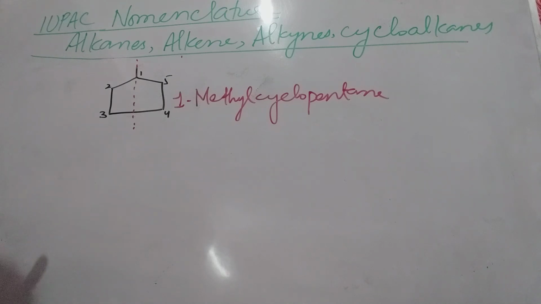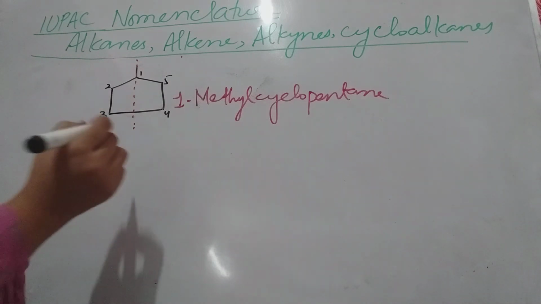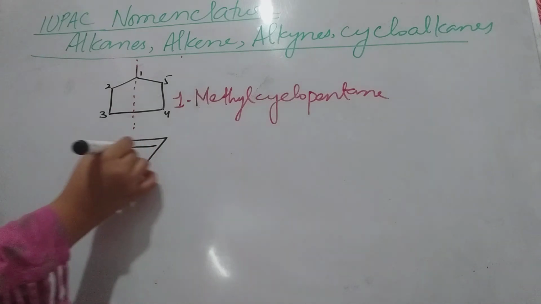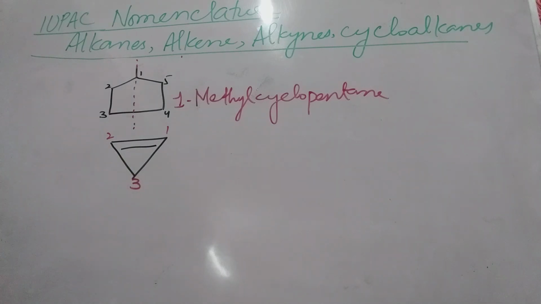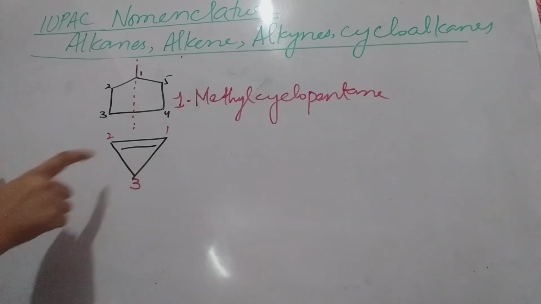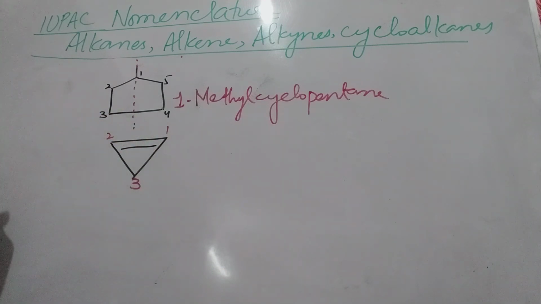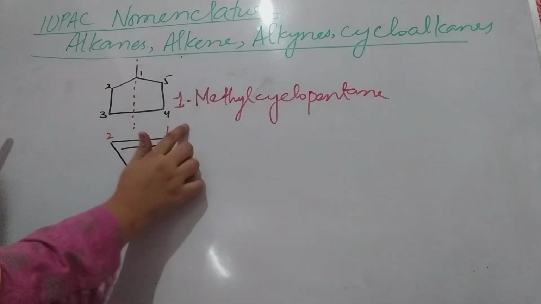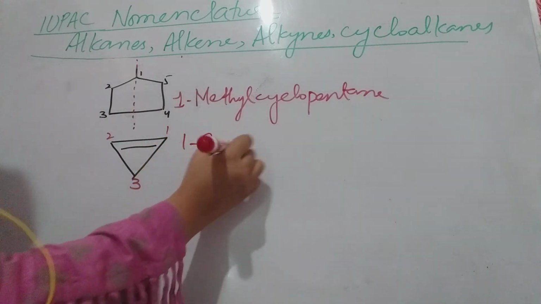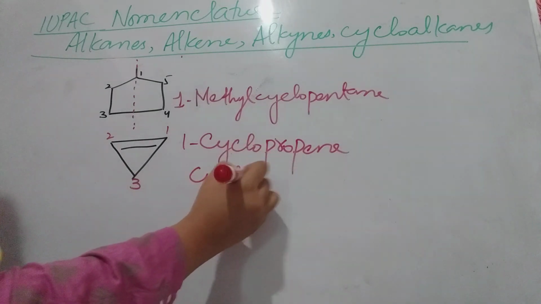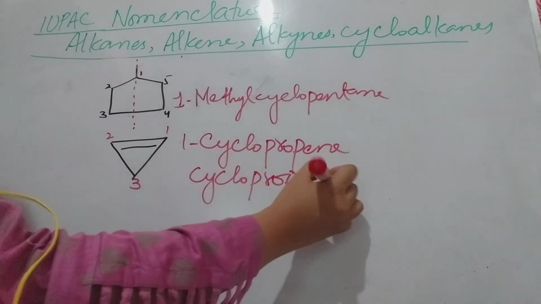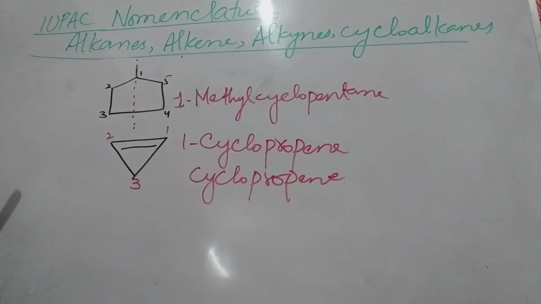Okay, and if you don't mention the 1 and write methylcyclopentane, the structure will be the same. Okay, and again another structure, for example you have this, so you must give numbers from here, 1, 2, 3. Okay, then it's basically a 3 carbon cyclopropane, and here the double bond is present between 1 and 2. You can write its name as 1-cyclopropene or simply cyclopropene. Obviously, if there is a double bond, you must assign it carbon number 1. Hope this is clear to all of you.